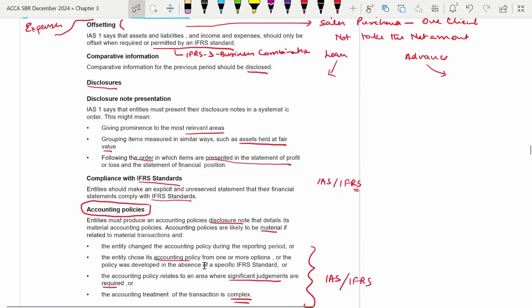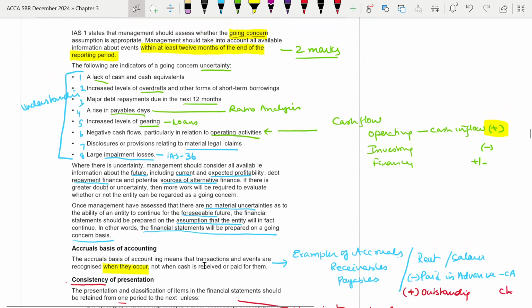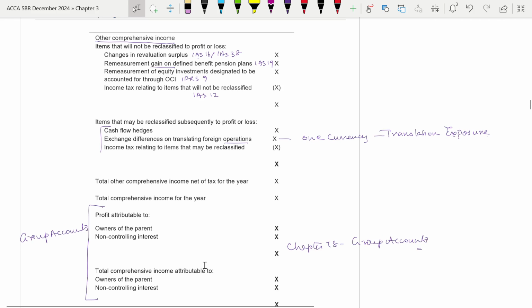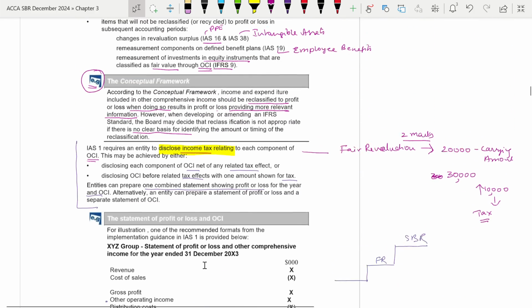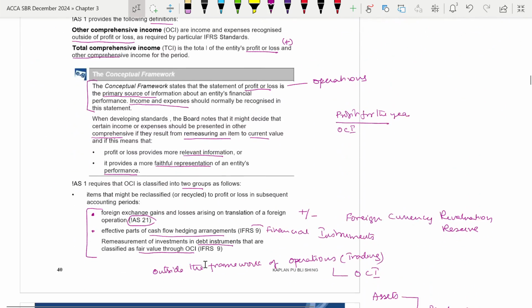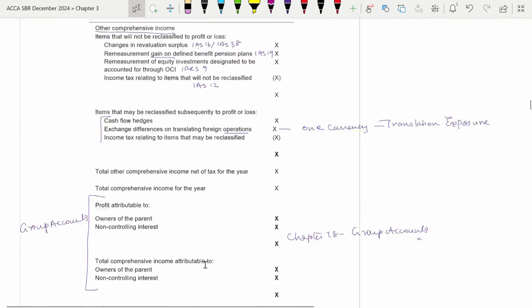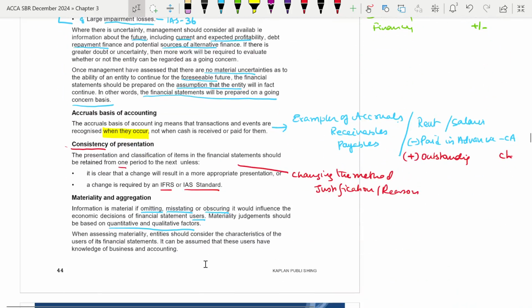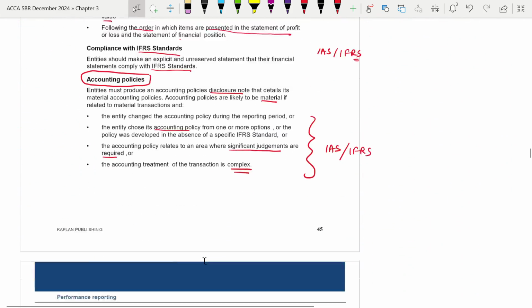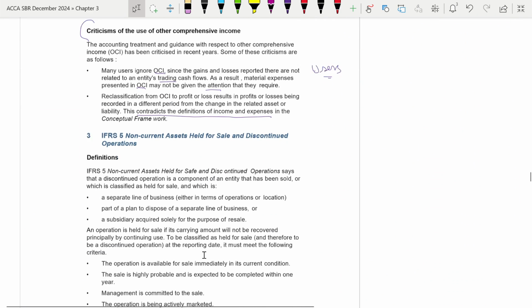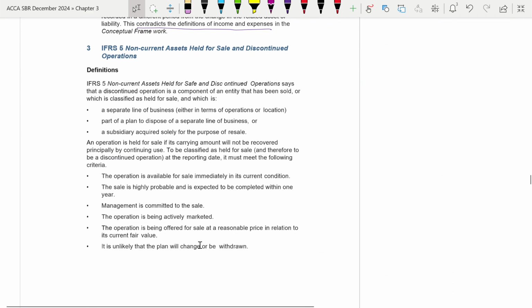What we have done till now, we have done with respect to going concern, and OCI. We have done exclusively other comprehensive income, going concern, and the disclosures. Are you clear about this? Fine?